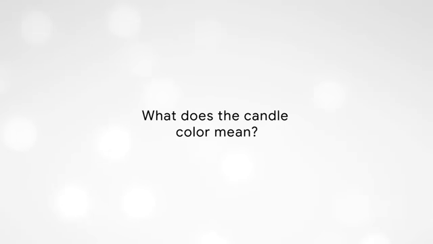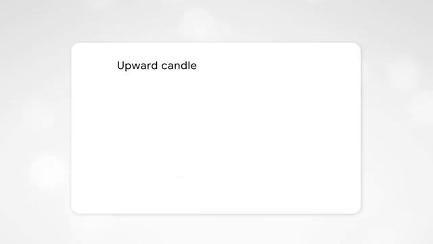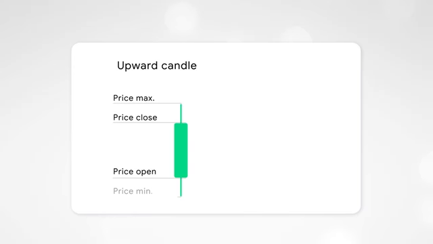What does the candle color mean? Japanese candles are different in colors. Green means that in the period of formation, the price has moved upwards. The lower boundary of the candle's body shows the opening of the price, the upper one its closing. Shadows reflect the maximum and minimum of prices that were recorded during its formation.